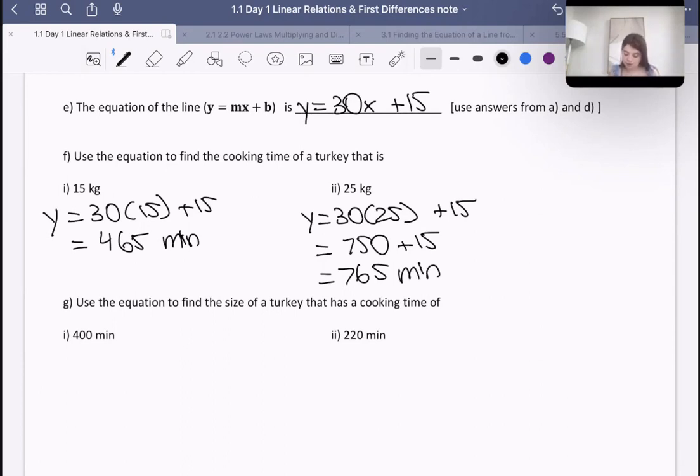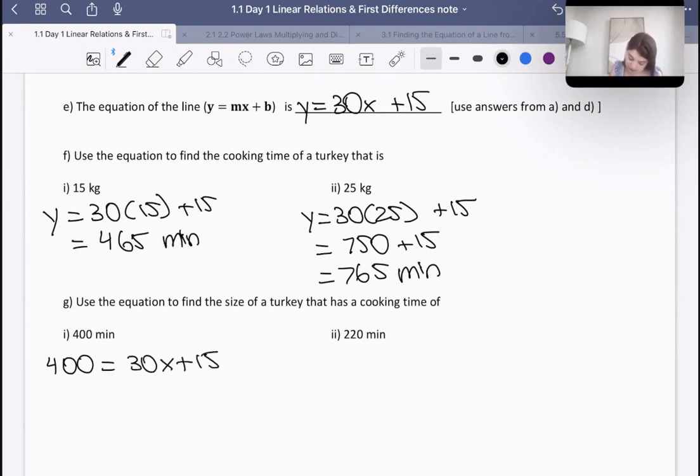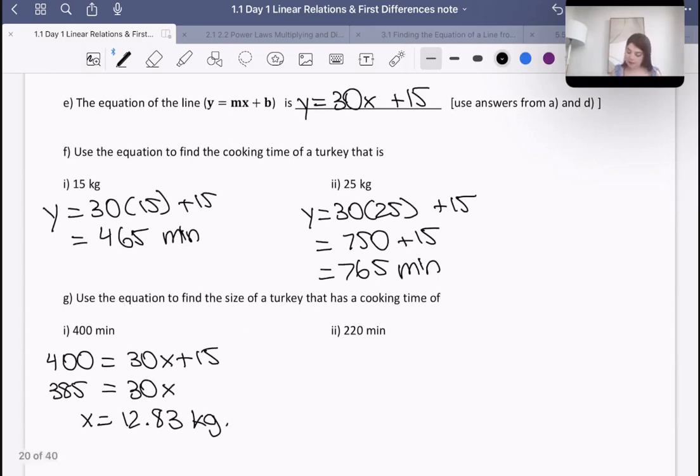Then it says use the equation to find the size of a turkey that has a cooking time of these times. So let's start with 400 minutes. If the cooking time, which is the y value, is 400 minutes, that's going to be equal to 30x plus 15. So first we need to subtract 15 from both sides, and we'll get 385 equals 30x. Then we'll divide both sides by 30, and we'll get that x is equal to about 12.83 kilograms approximately.